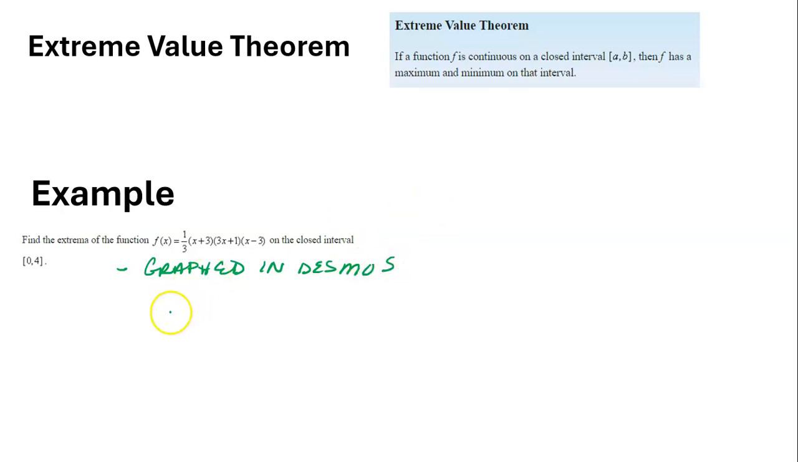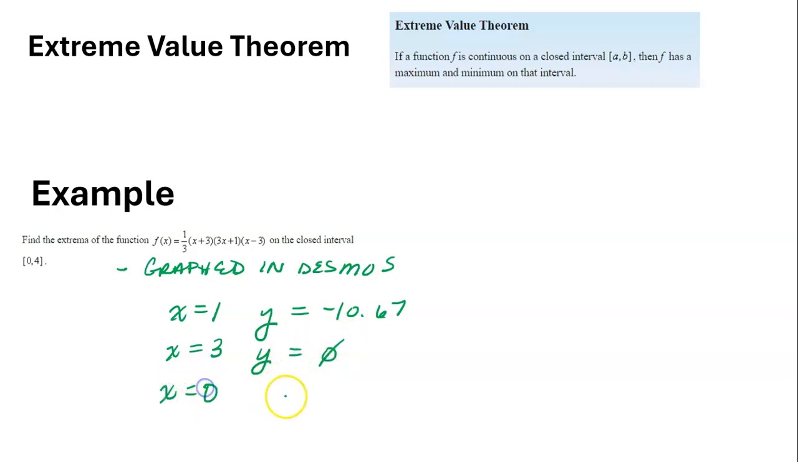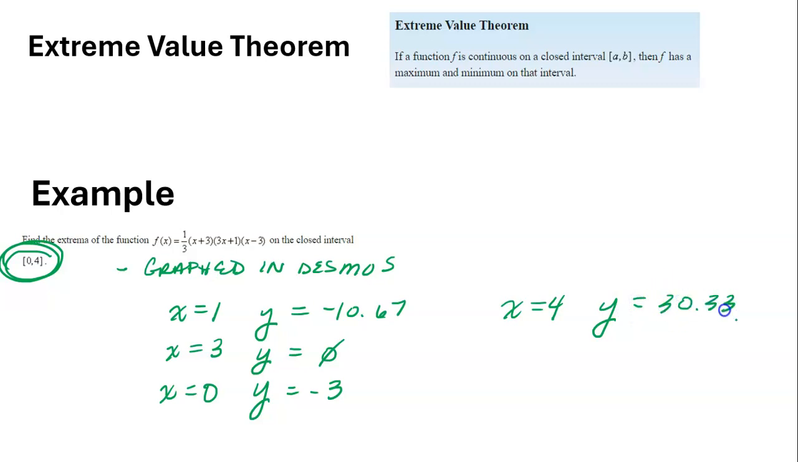Okay. And when x was 1, y was equal to negative 10.67. When x was 3, these were some of the extrema, y was 0. When x was 0, because we're going to try this right here, y was negative 3. And when x was 4, y was equal to 30.33. So this was the max. This was the min.